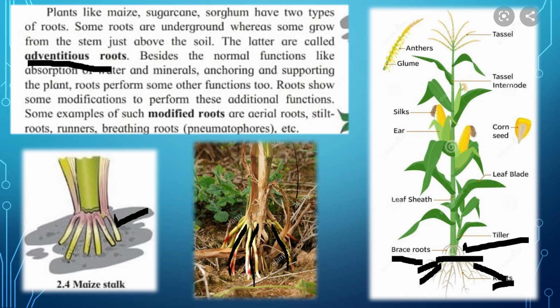Why are these roots seen with our eyes? Because they perform extra functions, they are modified roots. Extra functions means additional functions. The other roots are aerial roots, stilt roots, runners, and breathing roots. These are called stilt roots as they help the plant to anchor properly in the soil. When strong wind blows, even then this crop does not fall. So this is the function of the stilt root.